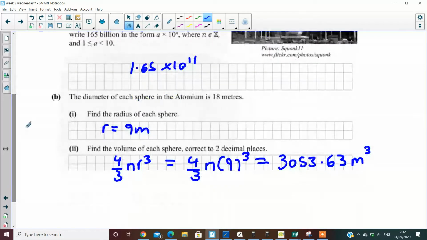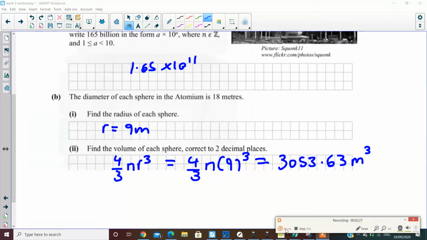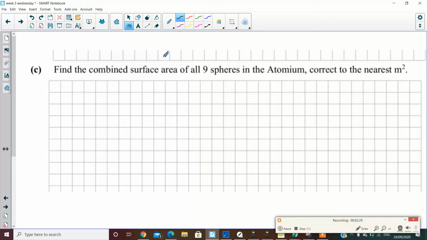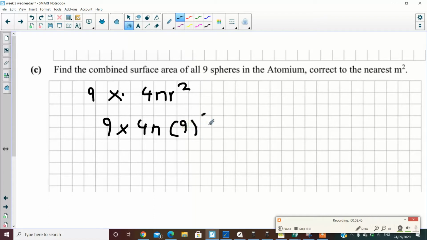So you guys have a quick look at C while you're waiting on me. 9 spheres, aren't we? So what's the surface area of one sphere? 4 pi r squared. Multiply that by 9. 9 multiplied by pi, 4 pi multiplied. What's the radius again? 9. All of that. I think it's 729 pi, which should change into whatever you tell me in a second.